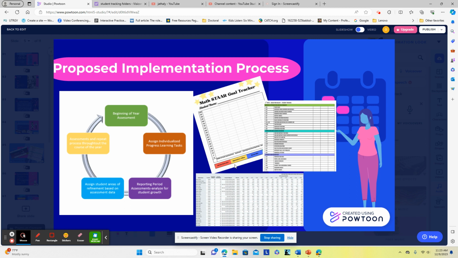So we know that after each reporting period assessment, that data analysis component is done, and students are assigned their areas of refinement based on the assessment data. And then they work on it. 6 weeks later, we repeat the same process. If students have mastered those TEKS, then they move on to new areas of refinement. If they have not, then they repeat those that they still need to work on.